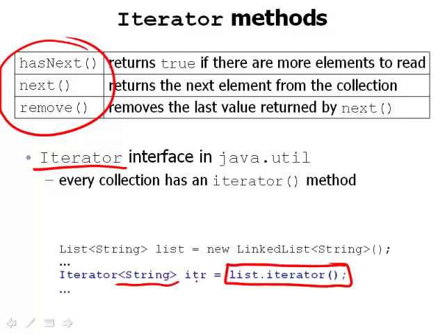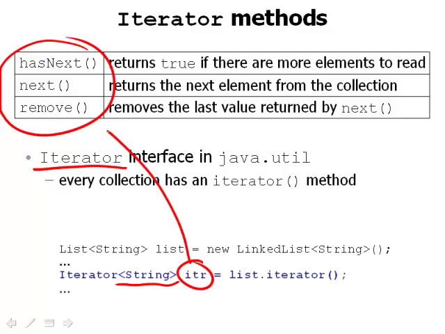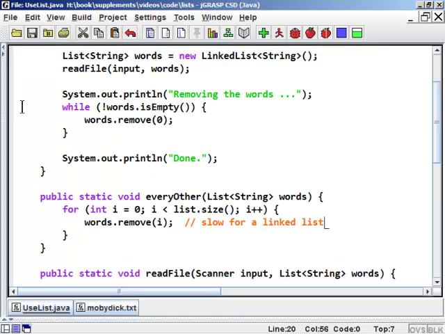And now, once you have this itr object that I've got in my code here, you can call hasNext, next, or remove on that object, and it'll be able to move through the different elements of the collection. And remove is going to be particularly useful for us in this method because we want to get every other element of the list.